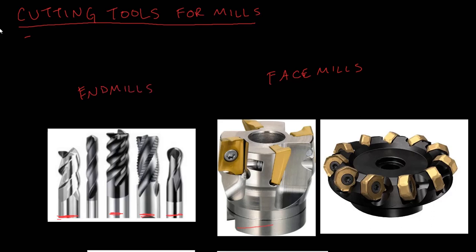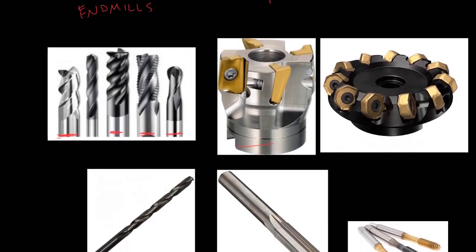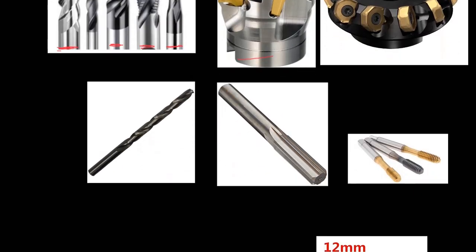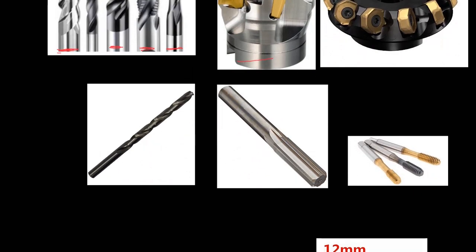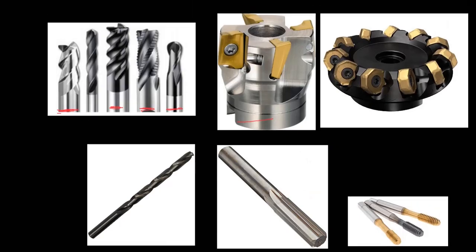This is a drill. I know I put the title here, but that's a drill. We also have drills, high-speed steel drills, and high-speed steel reamers. So this is a reamer. We have taps. These are all tools that can be used in a mill. A mill can be used for the same processes as a drill press.